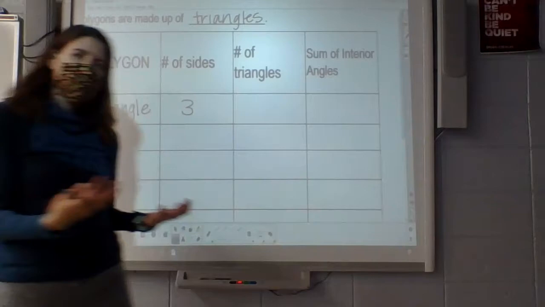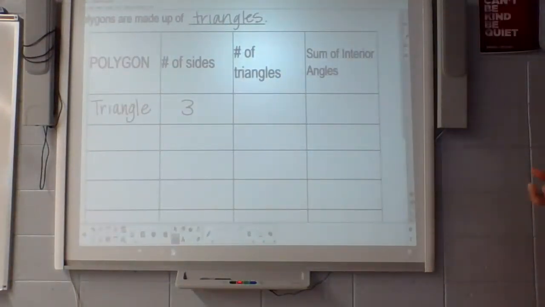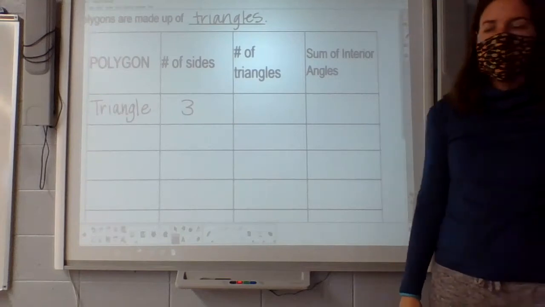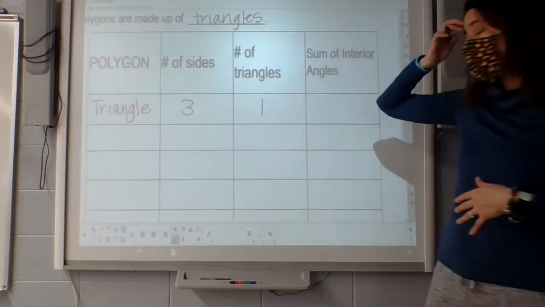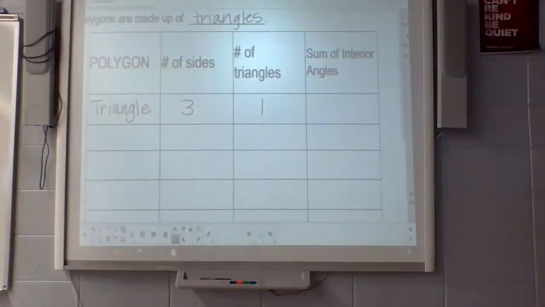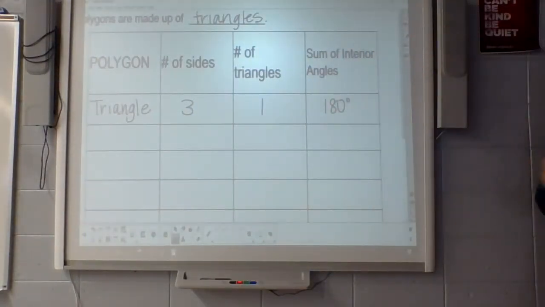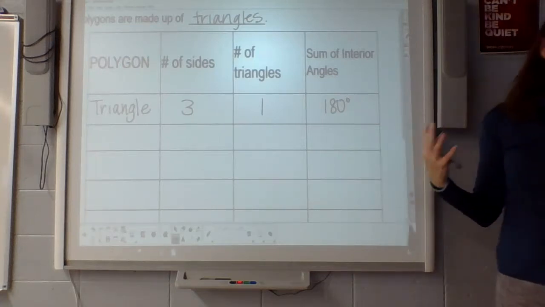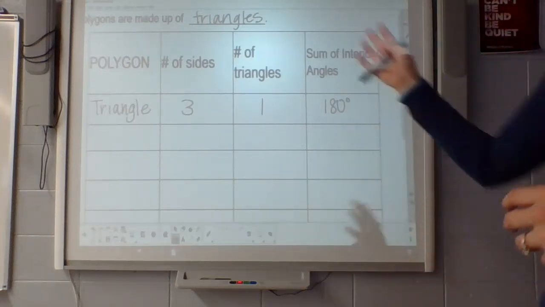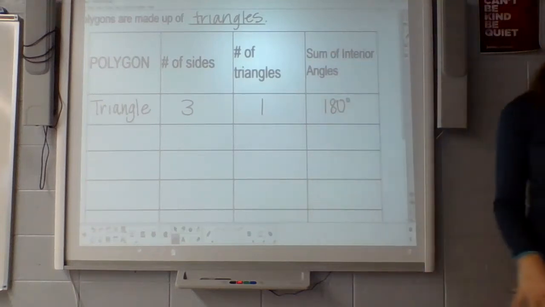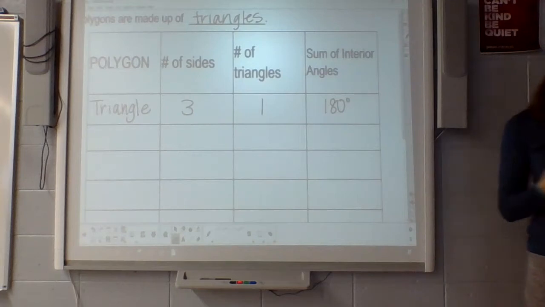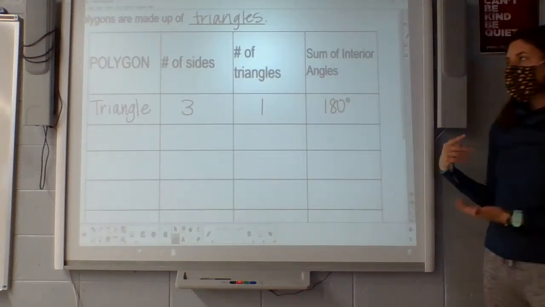Now all types of triangles are included in this rule. So right, acute, obtuse, scalene, isosceles, all the different types of triangles. Now in a triangle, we're going to say that there's one triangle. And what do I know about the sum of the interior angles of a triangle? They add up to 180. So it's 180 degrees if I add up the interior angles. So that's not new information to you. However, we're going to talk about how that relates to the rest of these shapes, because all shapes can be made up of triangles as we do these.